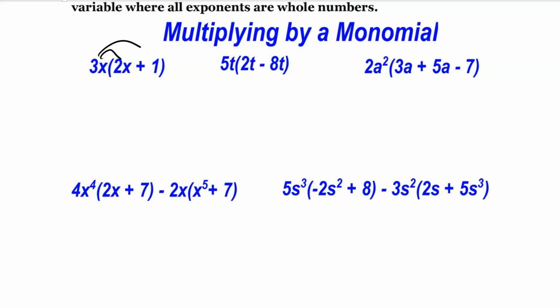So we distribute this, we distribute that. So 3x times 2x gives me what? 6x squared. I'm going to go slow.